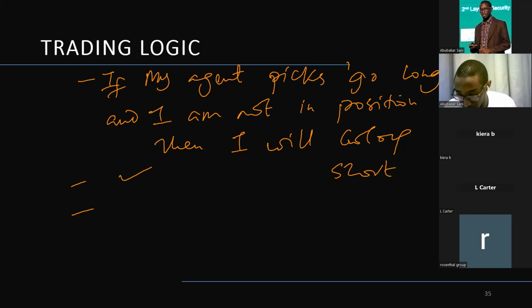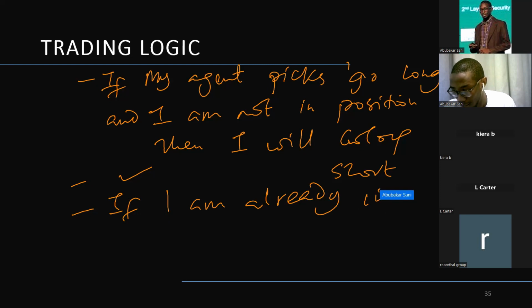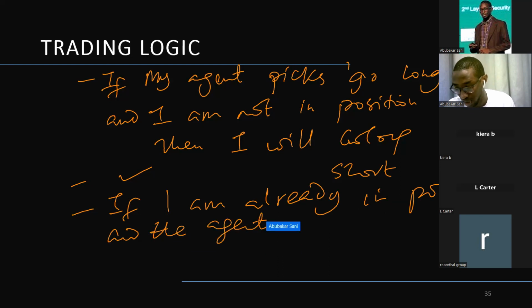So if I'm already in position, and the agent tells me to take the same stance, to make the same decision again, I will not do that, because that will be kind of duplicate. So I will just maintain my position.